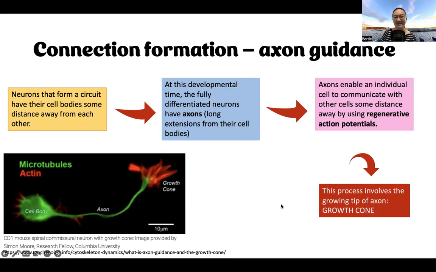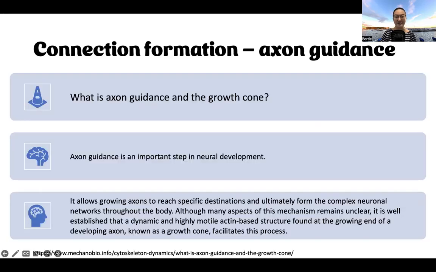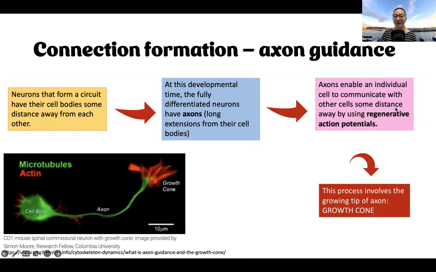Connection formation, axon guidance. Neurons that form a circuit have their cell bodies some distance away from each other. At this developmental time, the fully differentiated neurons have axons, which are long extensions from their cell bodies. Axons enable an individual cell to communicate with other cells some distance away by using regenerative action potentials. This process involves the growing tip of the axon, called the growth cone.